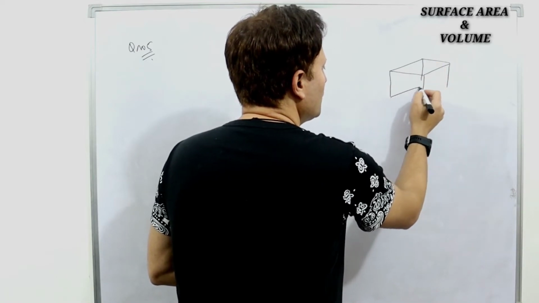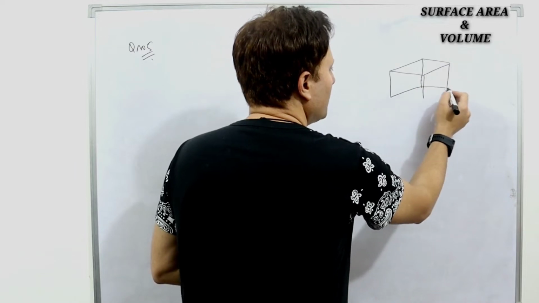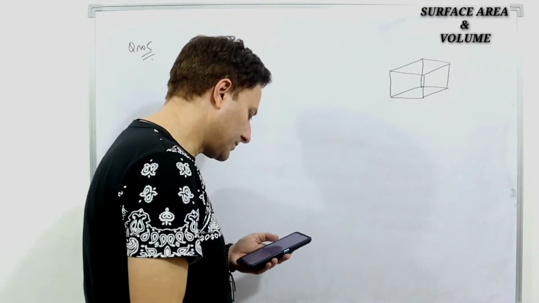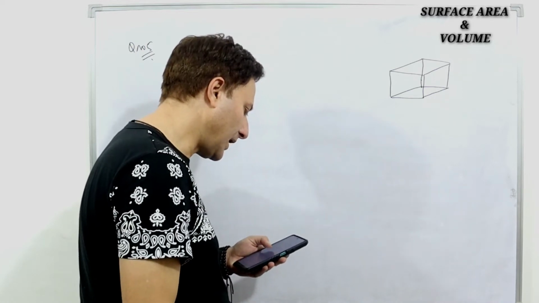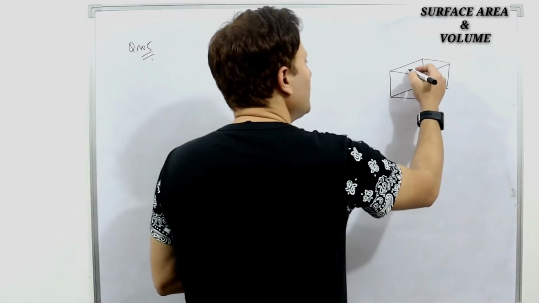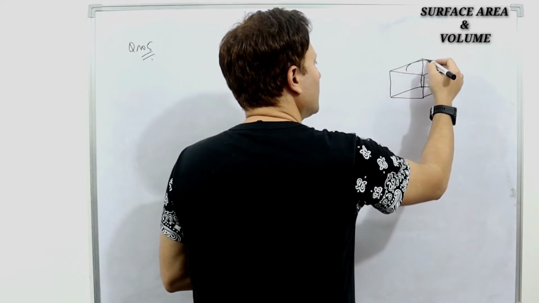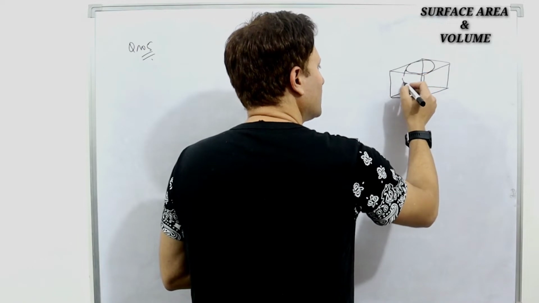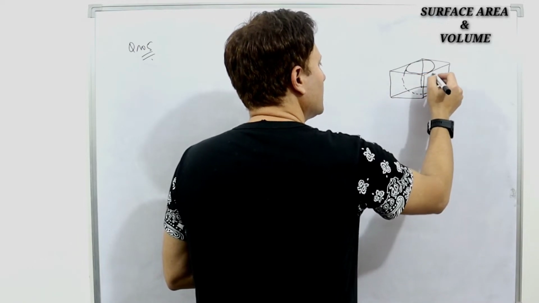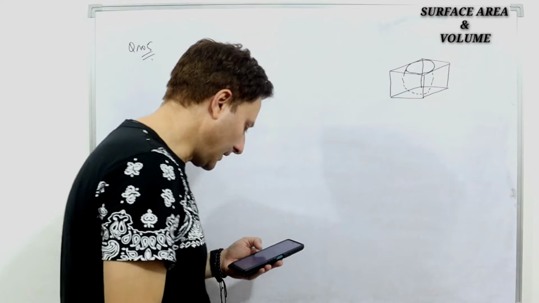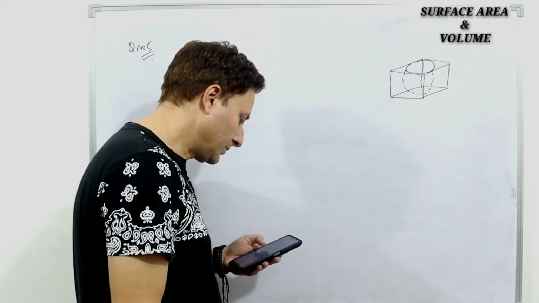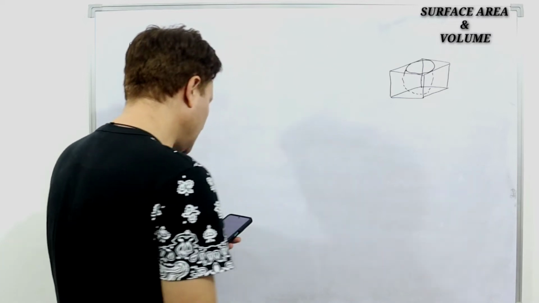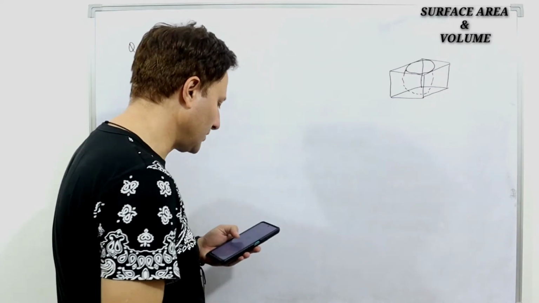So this is the cubical block we are talking about, and now in this cubical block, what is there? It says a hemispherical depression. So we have a hemispherical depression in this cubical block. It goes somewhat like this. So we are digging and we have cut it out. Now what does it say? It says that the diameter of the hemisphere is equal to the edge of the cube.